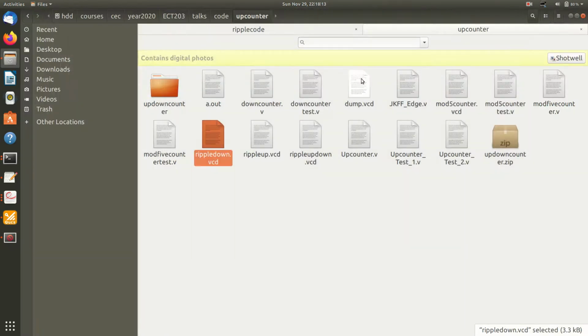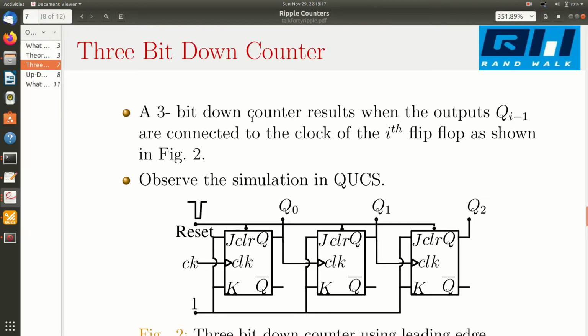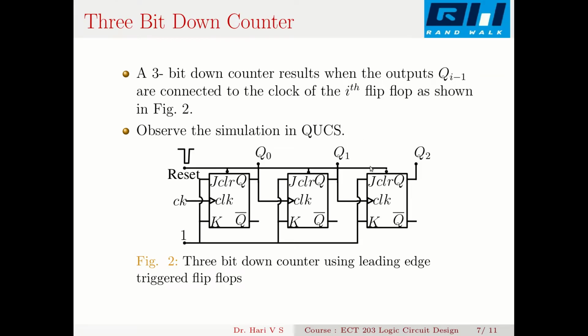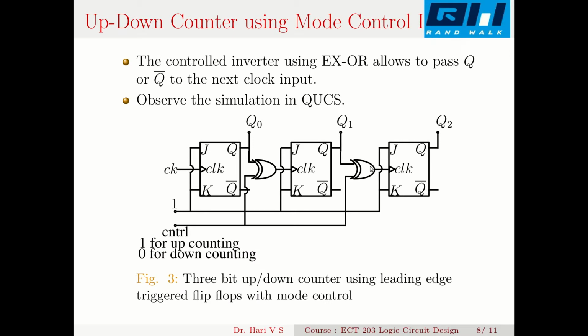Now you can see this presentation again. Now I can make a counter that counts up and down based on a control signal. So what we know is this being a leading edge circuit, if Q bar is passed to the clock, then it up counts, and if Q is passed, it down counts. So I can use a controlled inverter to pass either Q or Q bar to the next clock.